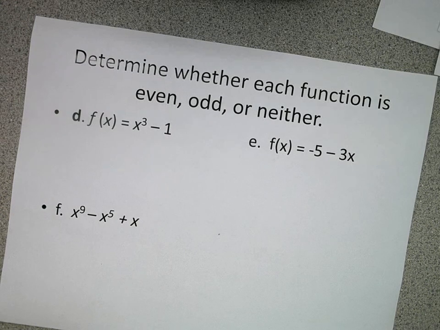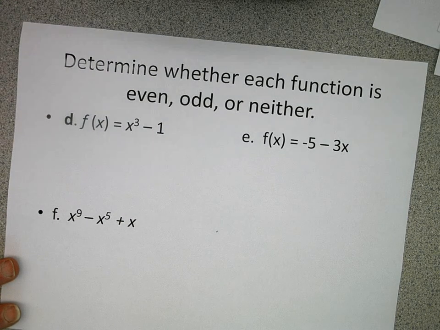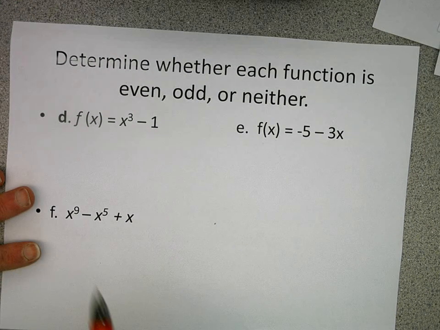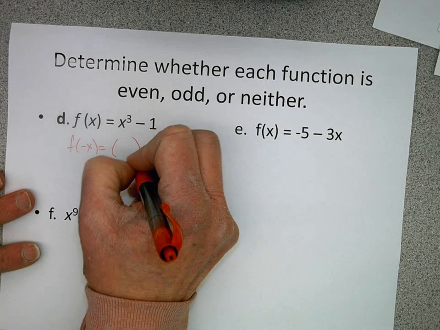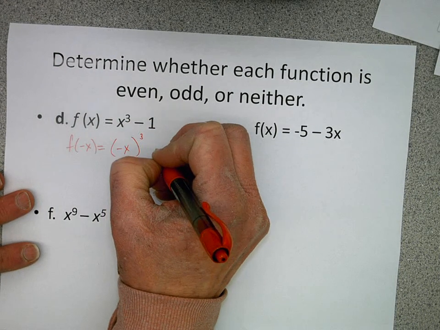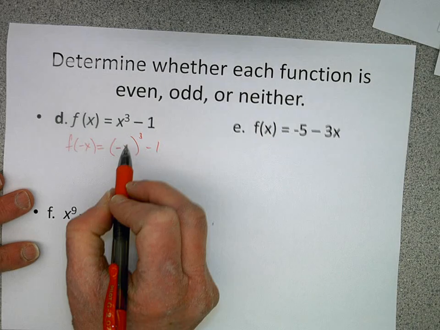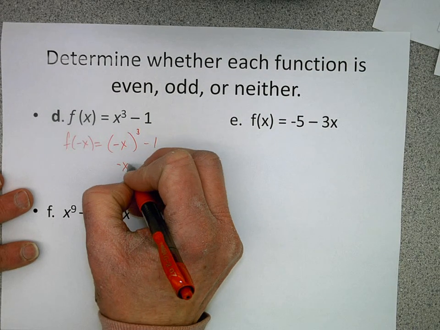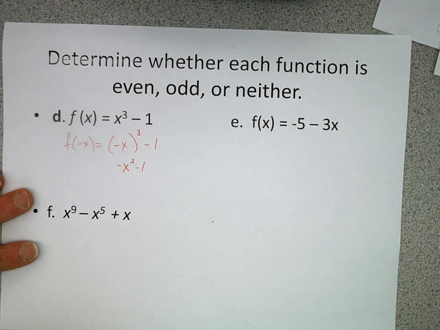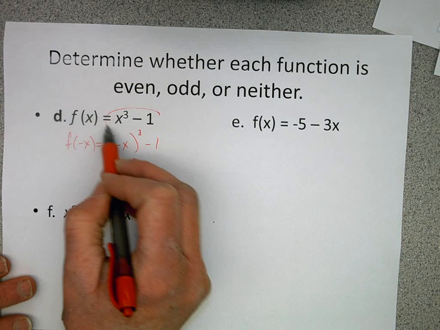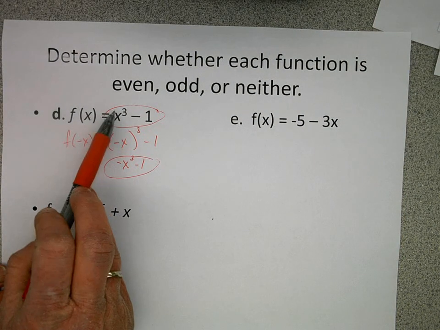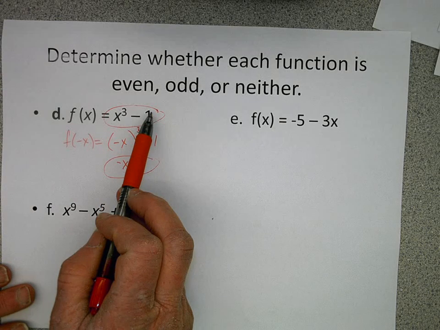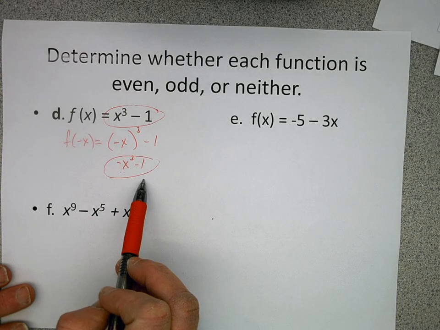Now, not everything is odd or even. We should have some neithers. So on D, you're going to plug in negative x wherever there was an x. So instead of x cubed, you're going to do negative x cubed. A negative cubed is a negative, minus 1. Now look, is that the opposite of that? Well, that's a positive x cubed. That's a negative x cubed. That changed the opposite, but this did not. Everything has to be the opposite.